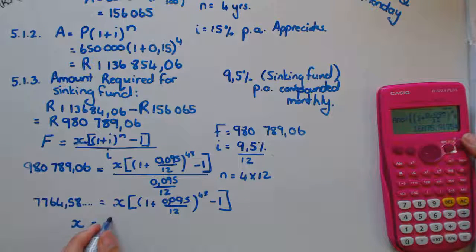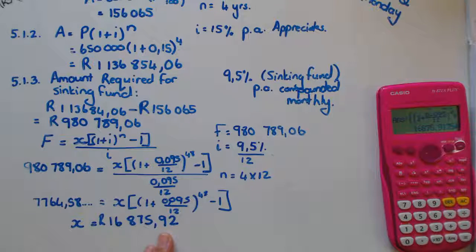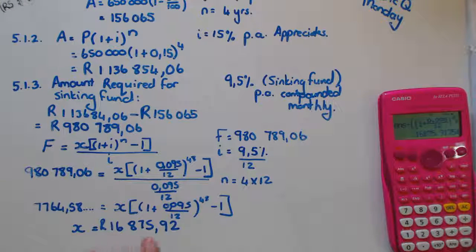Right, and then I have 16,875.917, which rounds to 92, and basically means he's gonna have to pay installments of 16,000, almost 17,000 a month, which is ridiculous, but that's just the way it goes.